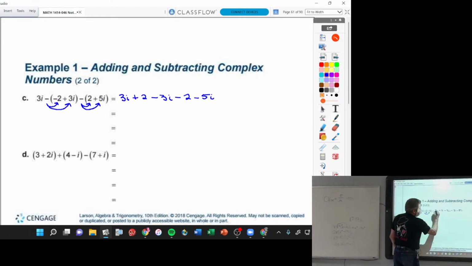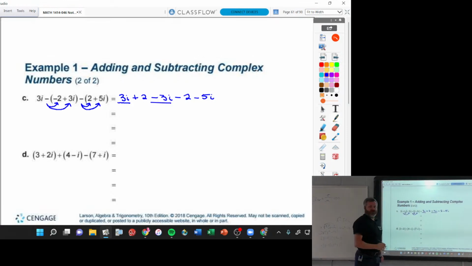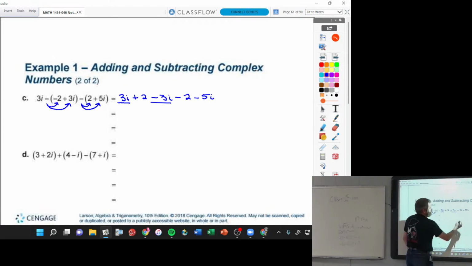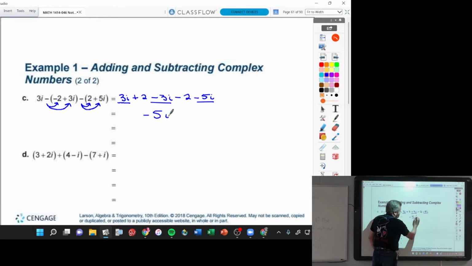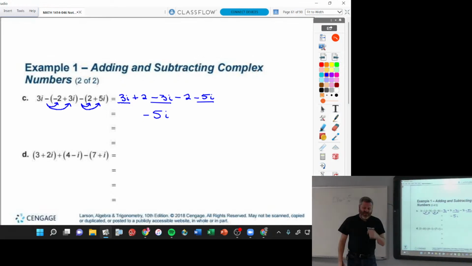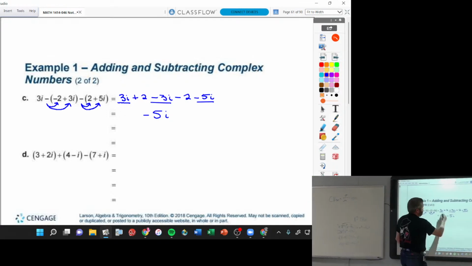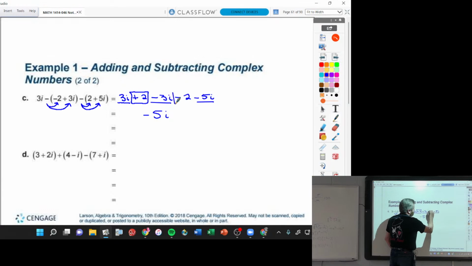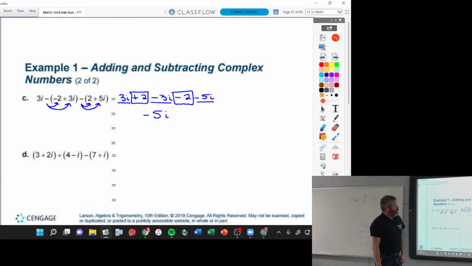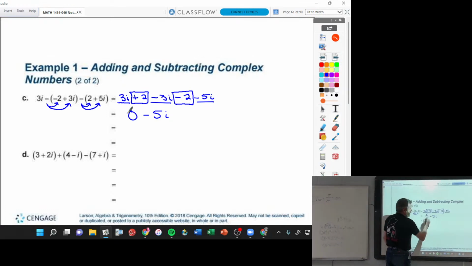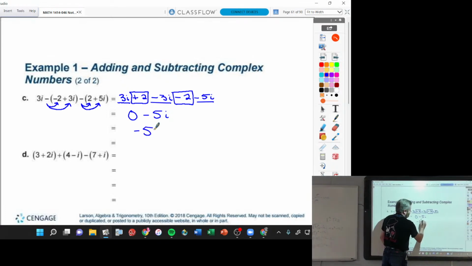Combining like terms, I have 3i minus 3i. Well, that's nothing. Minus 5i. I'm going to write that second because I should have done the real part first to put it in standard form. Next thing I have is plus 2 minus 2. Those are my real parts, and those combine to nothing. So the answer in standard form might take the form of A minus Bi. Of course, that's going to be the same thing as simply saying negative 5i.